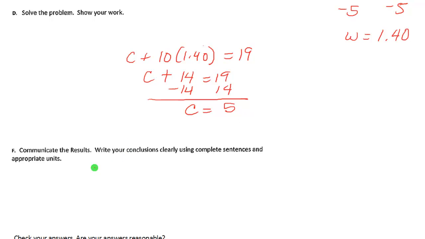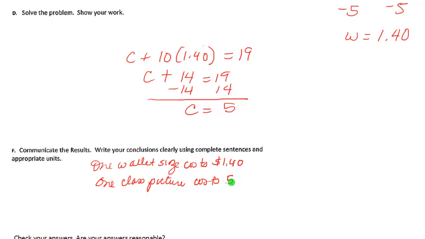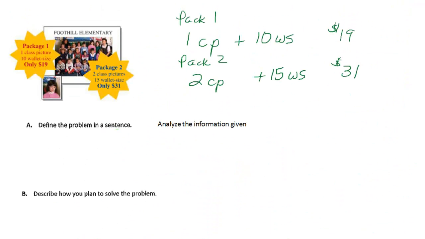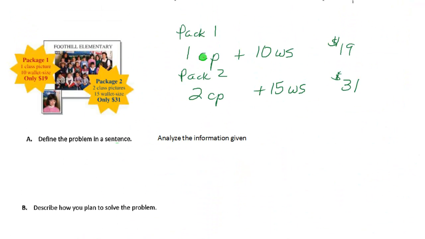So one wallet size costs $1.40. One class picture costs $5. So let's see, can we check our answers? Let's check it back up here and let's see. So one class picture, which is $5, plus 10 wallet size, that's $14. So that equals 19. So that checks.